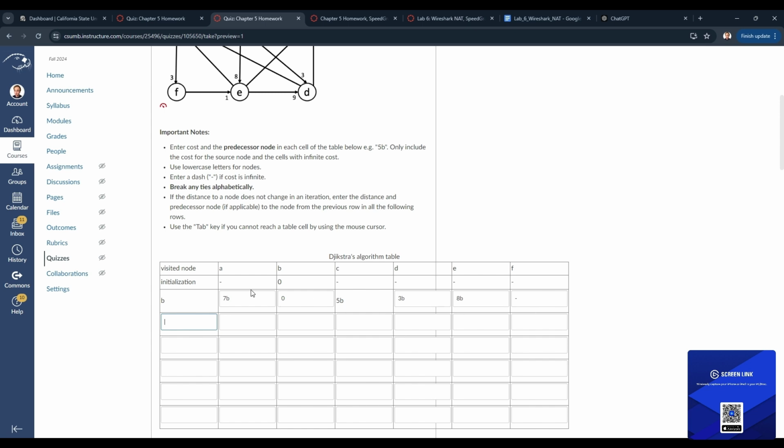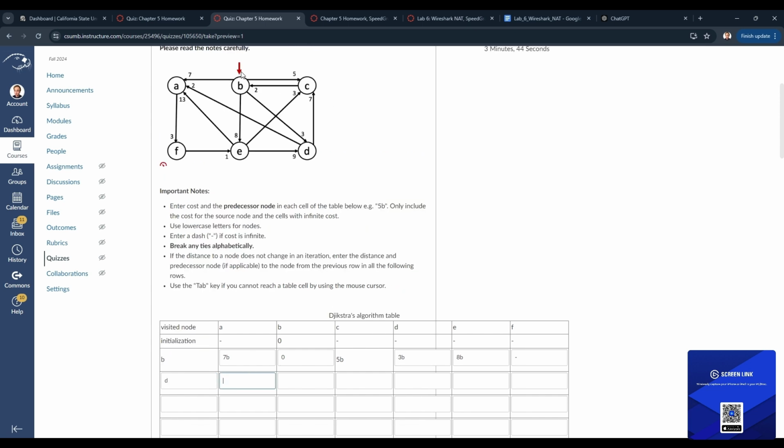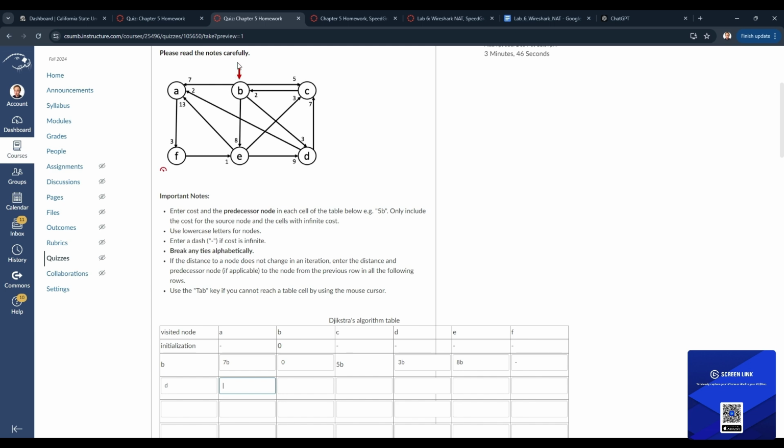Okay, so now we're going to go to our next node and fill out the row for that. We're going to choose the node with the lowest cost, and that's going to be D, so 3B, that's the lowest cost. So I'll put D there. If we want to move from B to A, we have two possible routes: from B to D to A, or from B to A directly. The one with the lowest cost is the one that we're going to move forward with.